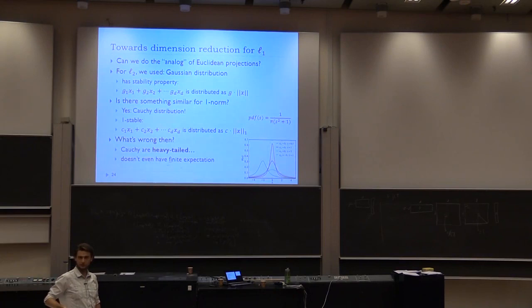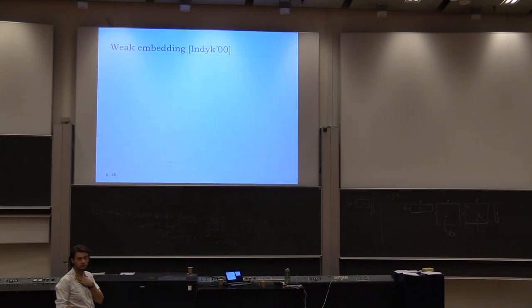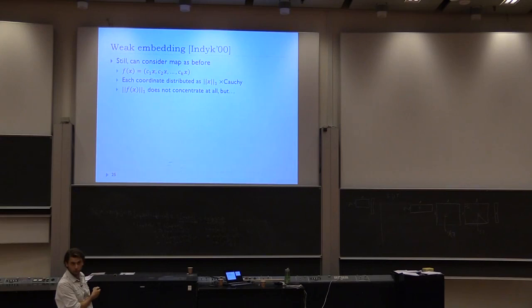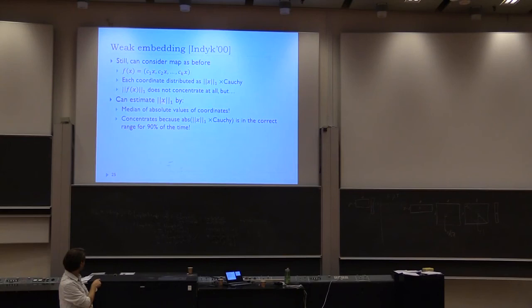But this is still useful in many applications, and this idea of using one-stable distributions for approximating L1 norms was introduced by Indyk in 2000. Indeed, you can take a map as before, exactly like multiplying by Cauchy vectors, and you'll get exactly the same kind of statement that each coordinate is distributed as the one norm of x times a Cauchy. Again, it will not concentrate as before, so we don't have the same thing as the sum of squares of Gaussians would concentrate. But you can estimate the one norm of x from these coordinates by taking the median of absolute values of coordinates.